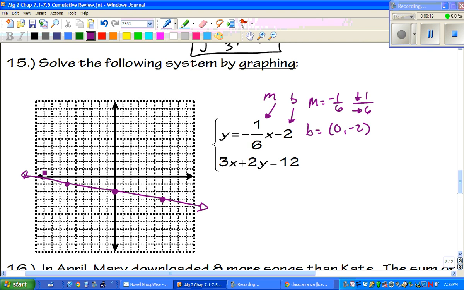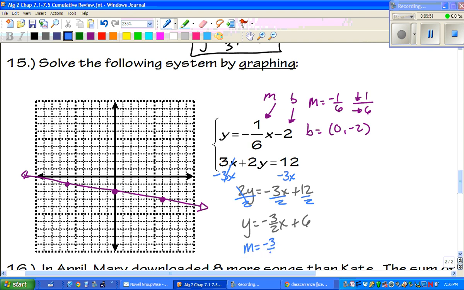All right, so I got the first line down. However, this other one is not in slope-intercept form. So I have to subtract the 3x from both sides. And we get 2y equals -3x plus 12. Divide everything by 2. And we get y equals -3/2x plus 6. My slope is -3/2, which means I go down 3, right 2. And my y-intercept is (0, 6).